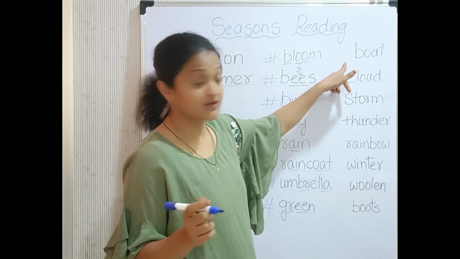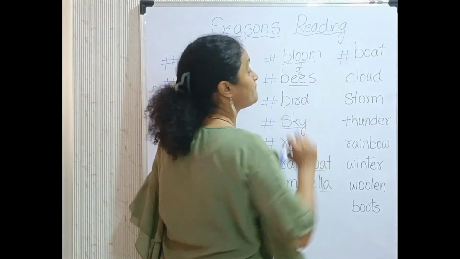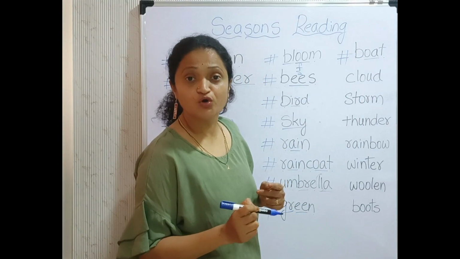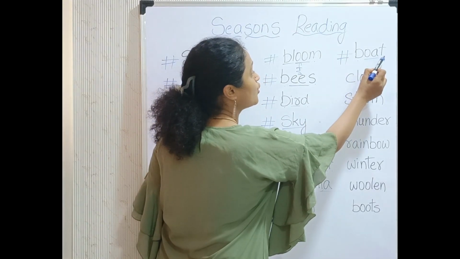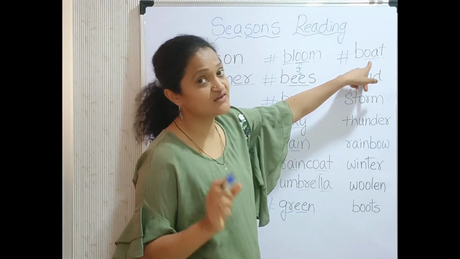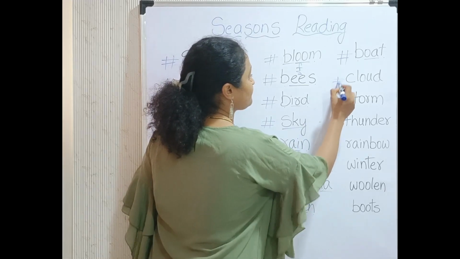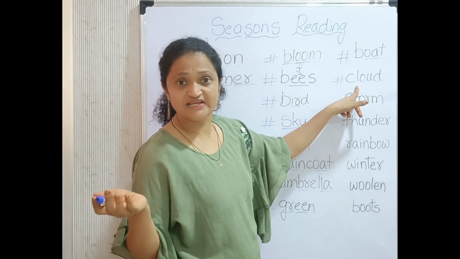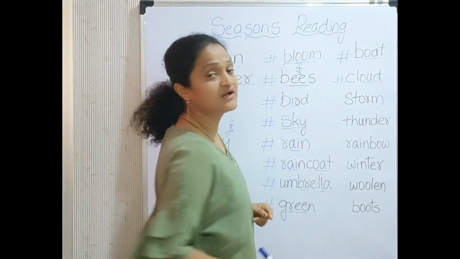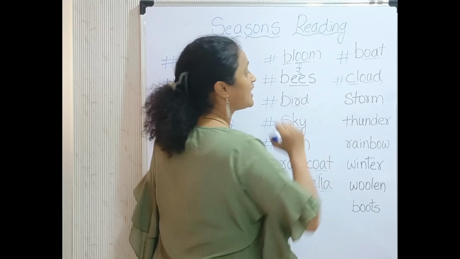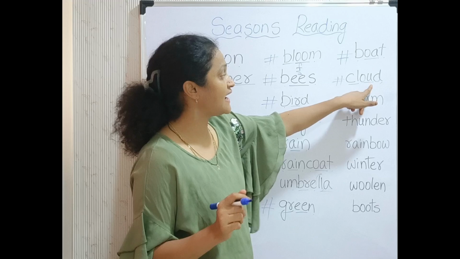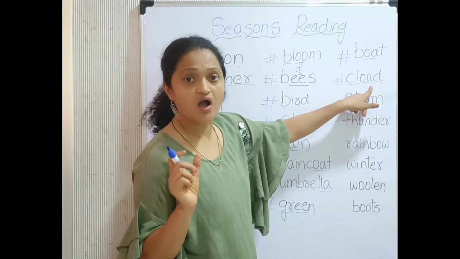Children play with a paper boat. B, O, A, T, boat. O-A sound is O, that is vowel digraph. We see clouds in the rainy season. Cl, ou, d, cloud. C, L, it's an L blend and O-U sound is ow.